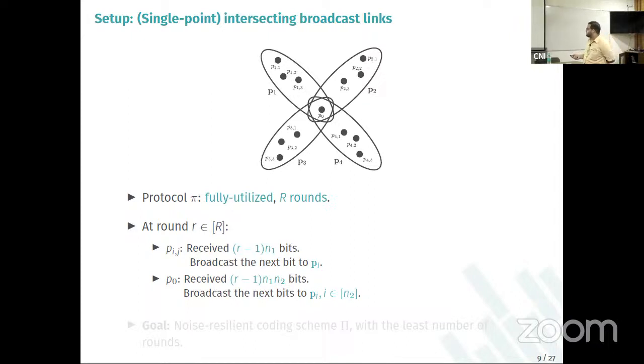So based on whatever P0 has heard so far, what these bits are, the protocol will tell what bit it should broadcast to each of these different links, right? Because P0 needs to broadcast one bit along each. That's the definition of fully utilized. And this goes on for R rounds, and the output of the protocol is the transcript. That is, every party outputs whatever bits it has heard so far.